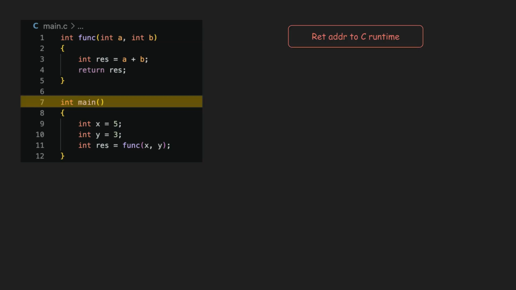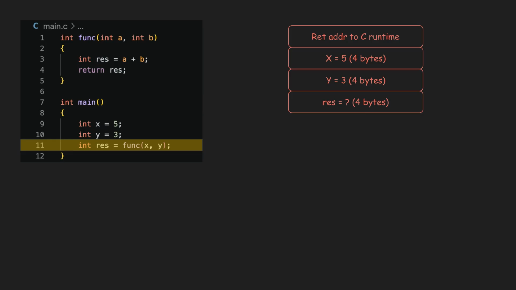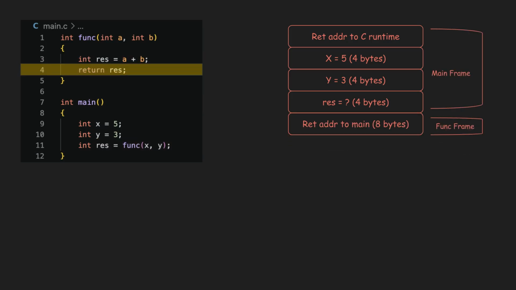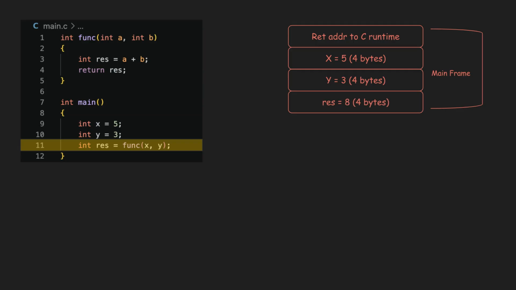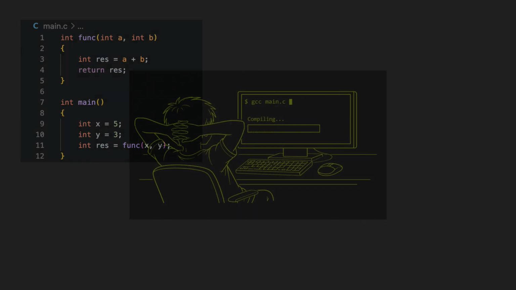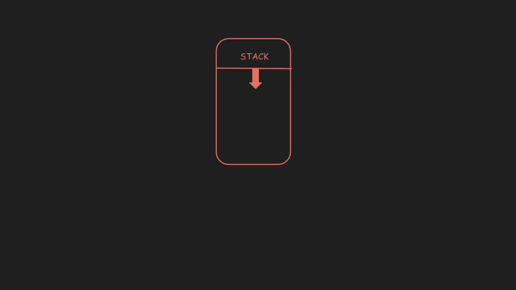Whenever a function is called, its local variables and return address are pushed onto the stack. When the function returns, the entire stack frame is popped off and execution resumes from the stored return address. The CPU and compiler handle all of this automatically. But the stack has some limitations. First, the size. On most Linux systems, the default stack size is around 8 megabytes.